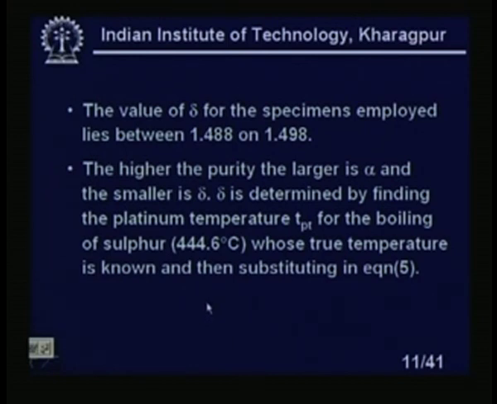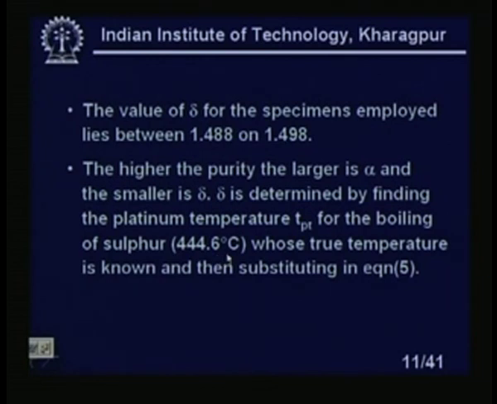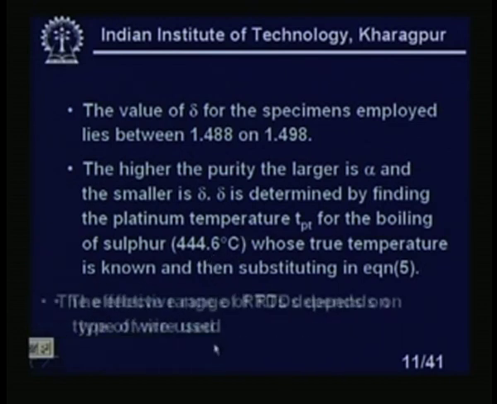The reason that we have chosen the sulfur boiling point is because it is available in the pure form, and instead of taking the boiling point of water, we are taking a little higher temperature. Usually, as you know, the resistance thermometer, especially the platinum resistance thermometer, can be easily used up to the temperature of 650 degrees centigrade. So, we can take the temperature of 444.6 degrees centigrade, which is fixed for normal temperature and pressure, whose true temperature is known, and then substituting in equation 5 we can find delta, right.